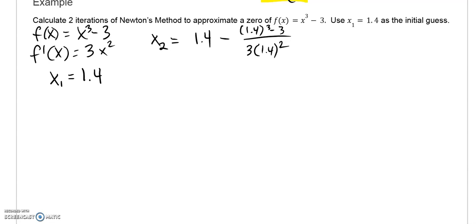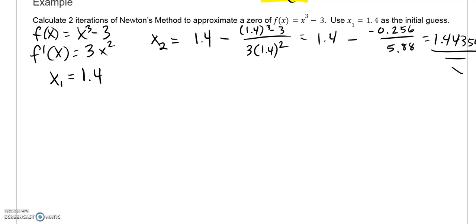You punch this into your calculator and you'll end up getting 1.4 minus, on top, it's a negative 0.256 over 5.88, which gives you 1.44354. Okay, so right here, this is our x sub 2. Okay, that's a close guess. That's one iteration. Let's do it again.